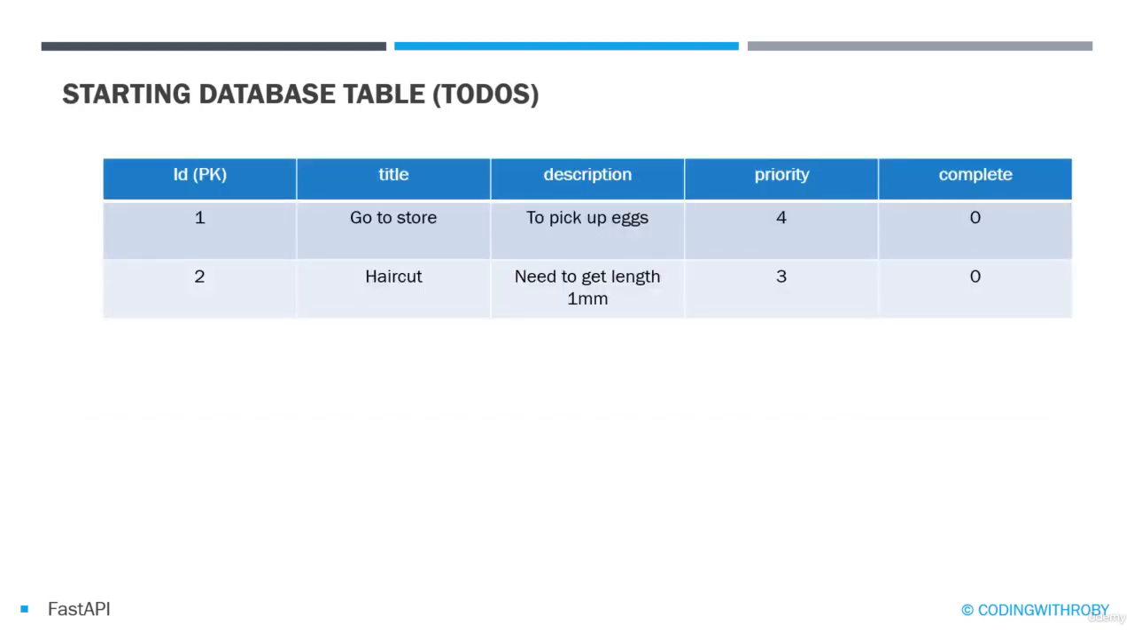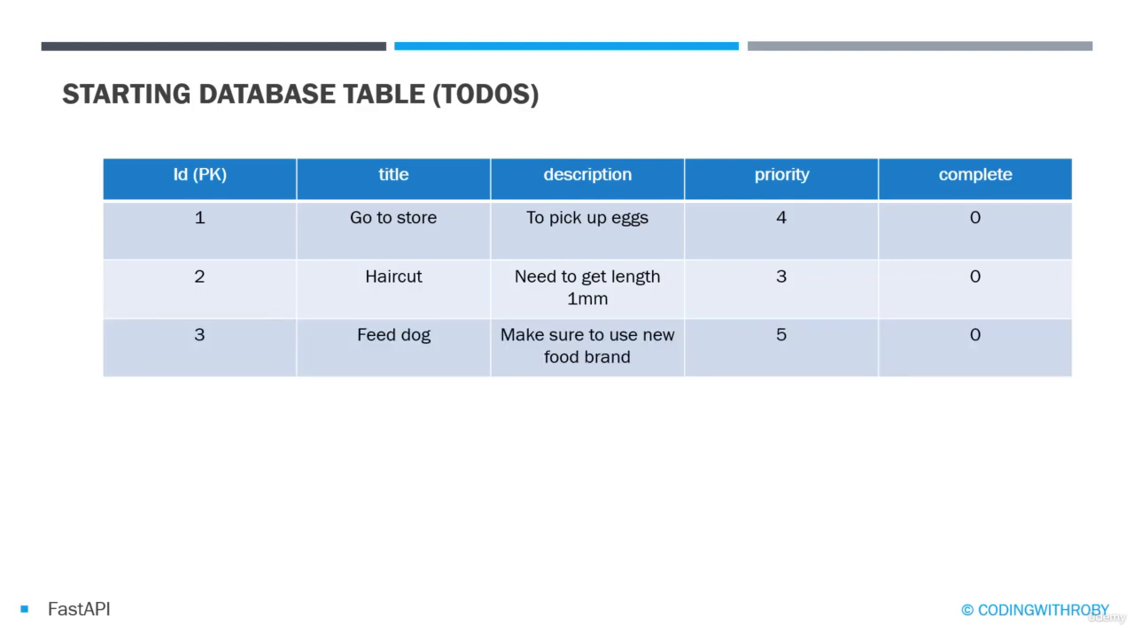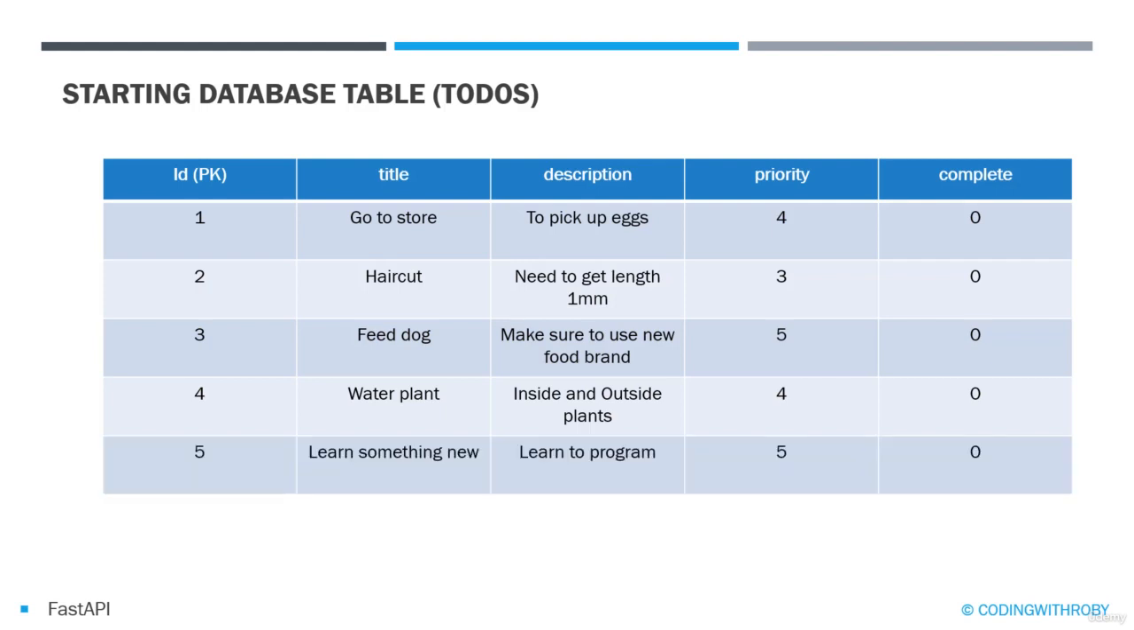Alright, now that we just went over inserting into our database, let's keep adding to it. Now, I'm just going to pretend we are inserting this data, so let's move on to a new record where we just created a feed the dog as a title. As a description, we are going to be using make sure to use the new food brand with a priority of 5 because we need to feed our dog and not complete. And then let's add another one about watering our plant as a title. Description is inside and outside plants with a priority of 4 and also not complete. Let's add a fifth record of learn something new, learn to program, 5 and also not complete.